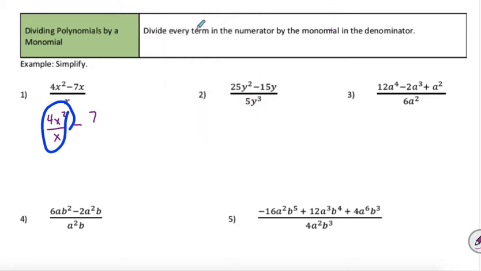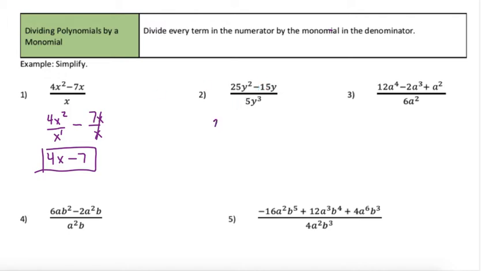So when I have that, I'm going to look at 4x squared divided by x. Well, I can subtract those exponents. 2 minus 1 is 1, leaving me with 4x. This was over x. I think I undid something. And 7x, 1 minus 1 is 0, leaving me with minus 7. So my answer here will be 4x minus 7.